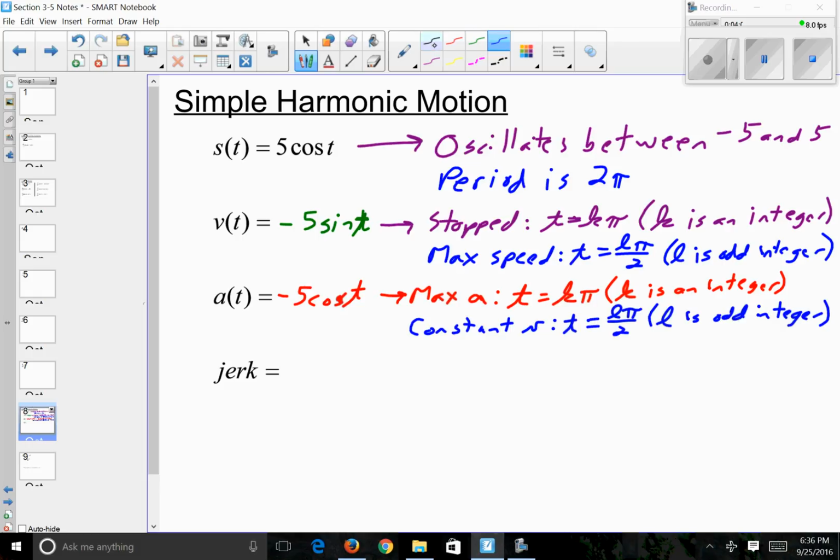Then finally, we could talk about jerk, which is the third derivative of displacement, second derivative of velocity, or first derivative of acceleration, which in our example would be 5 times the, whoops, not cosine, 5 times the sine of t. And there's not much that we can add to our description than we have already.